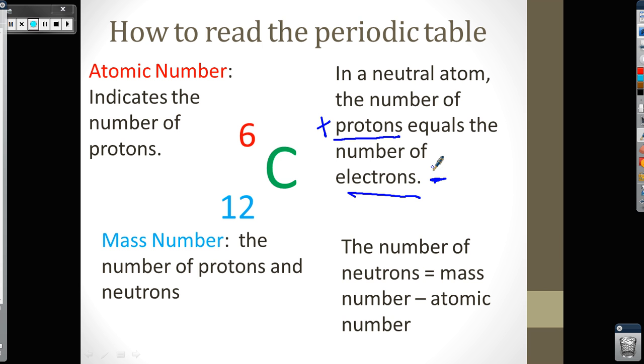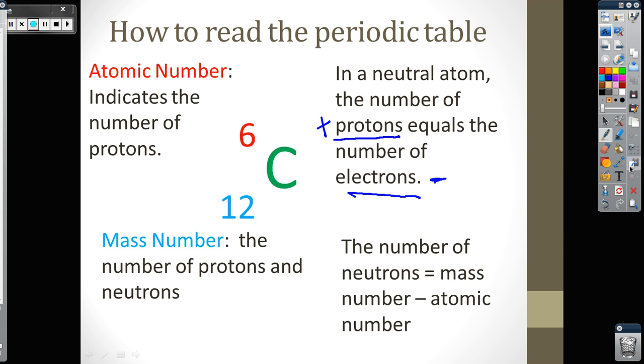It doesn't have a charge imbalance. Okay? And when we're drawing Bohr models of atoms, we're drawing a neutral atom. And so the number of protons is going to equal the number of electrons in our model. Okay, so let's go ahead and practice drawing some of these models.